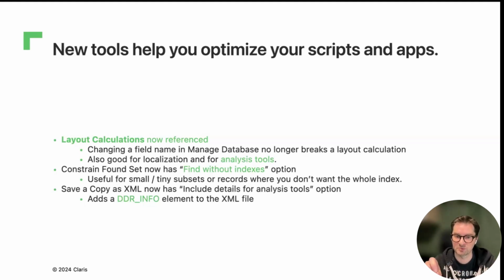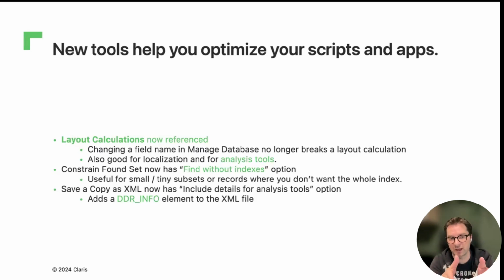So we've actually given you a new option to be able to do a find without indexes. Say you have a table with 1 million records. You do a first search and you end up with 500 records, and you want to do a Constrain Found Set step to bring back another 20 of those. Instead of looking through the 1 million records again, you're just doing the search on those 500 with a Constrain Found Set step. Because there's only 500, it doesn't really need an index, so it's going to be a lot quicker.